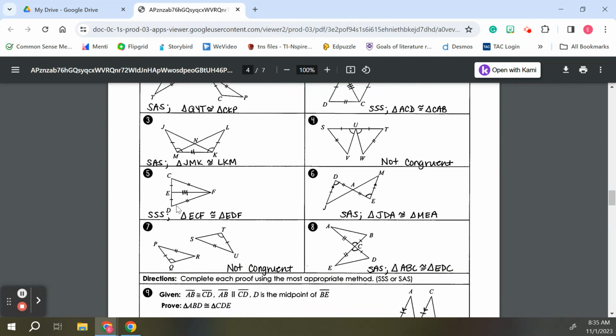Okay, number 5, side, side, side. Again, EF, you're using that reflexive property. All right, 6 we did together. 7, not congruent. Again, you have side, side, and that random angle. Now 8, if you take a look, it is side, angle, side because you have vertical angles right here. So those would be congruent by the vertical angles theorem.